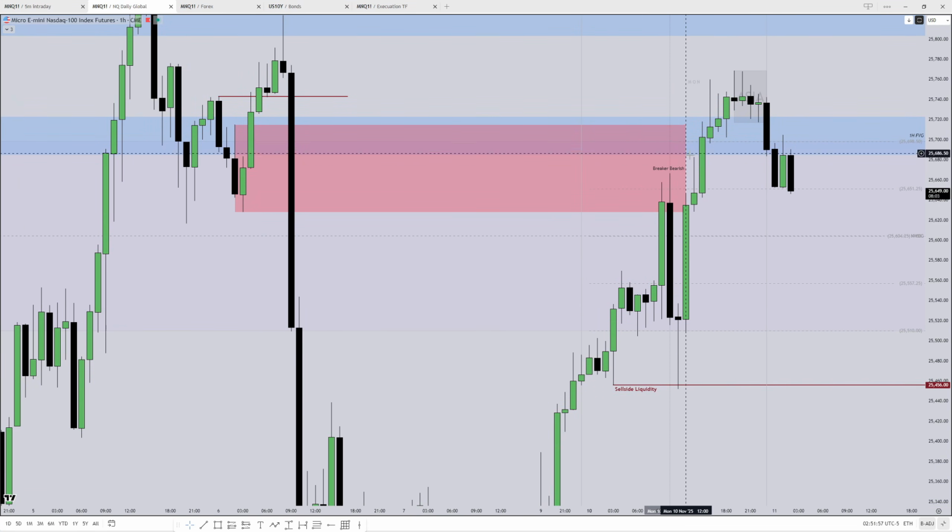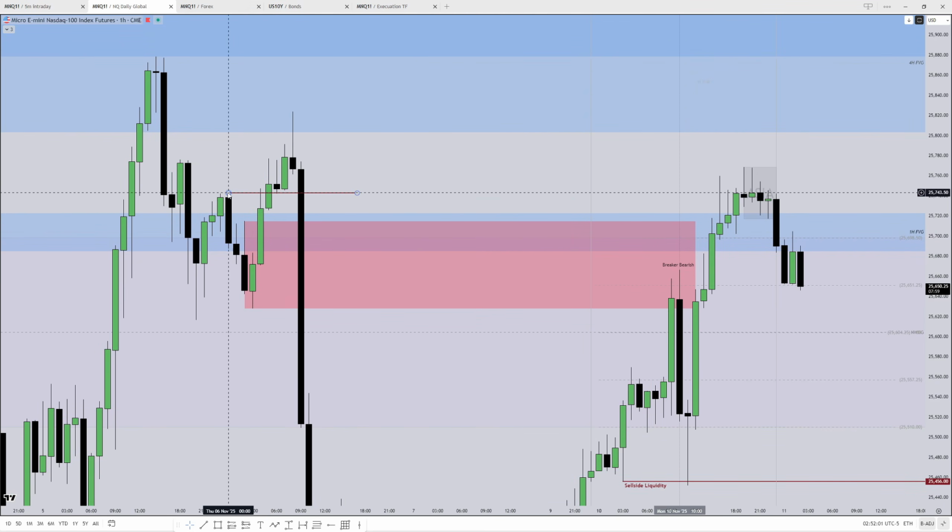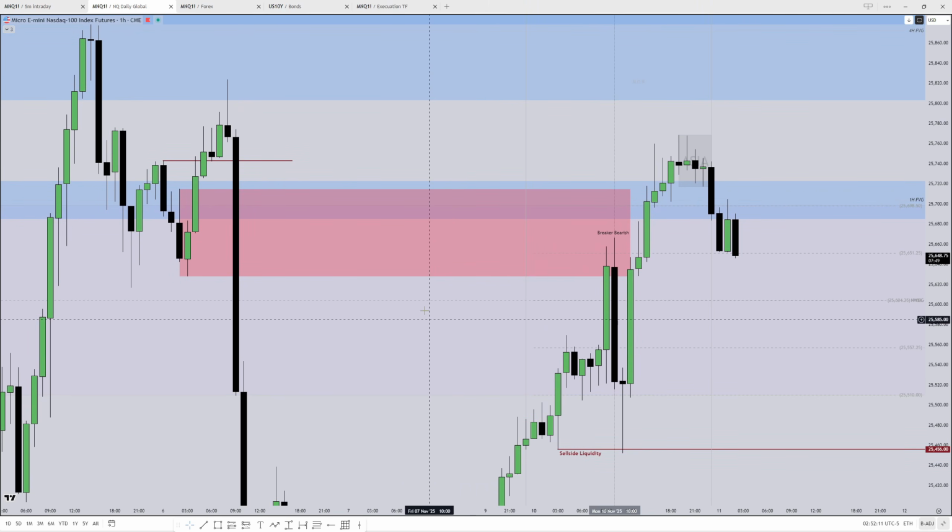That I saw a bearish breaker. So how is this the bearish breaker? We have the stop run, okay? We have a stop run and we break down this low, and also we have a fair value gap inside the breaker.